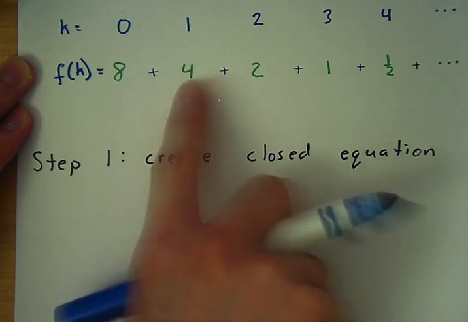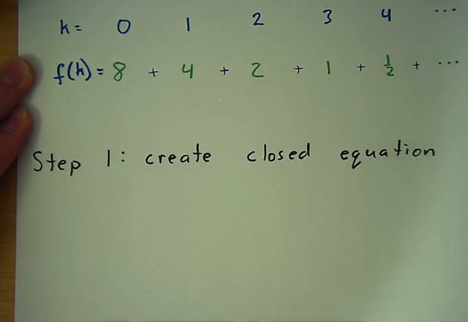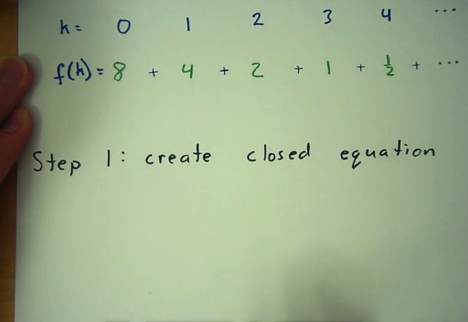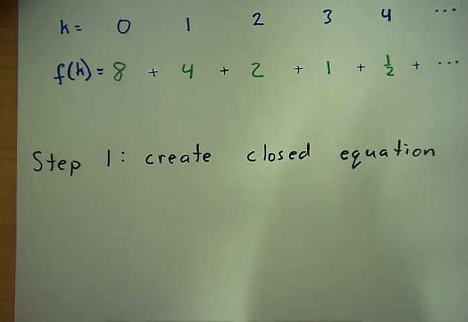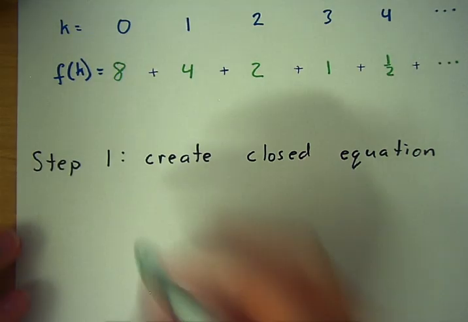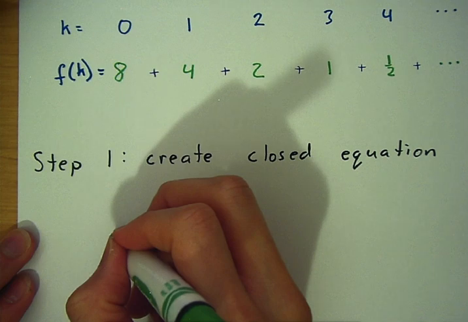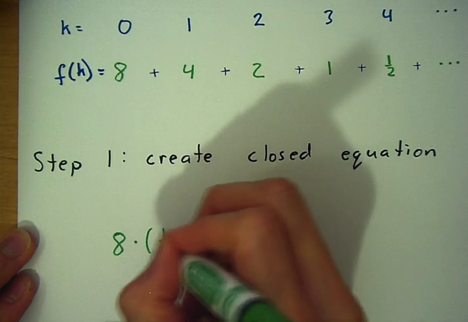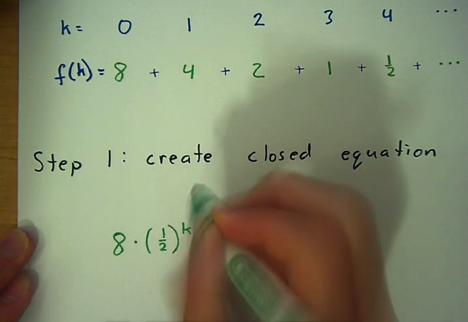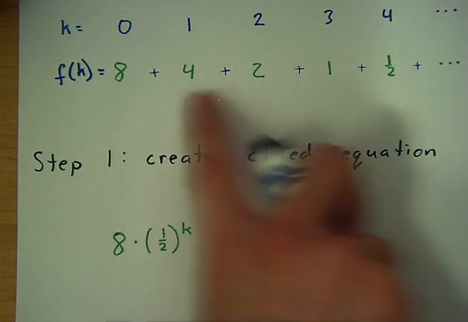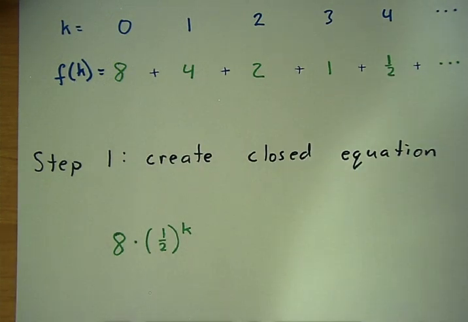Those numbers 8, 4, 2, 1, 1/2 are my f of k. Okay, so for this closed equation, I already know these green numbers right here. The equation for those green numbers we just figured out, which was 8 times 1/2 to the k. That just gives the green numbers right here, 8, 4, 2, 1, 1/2, etc.